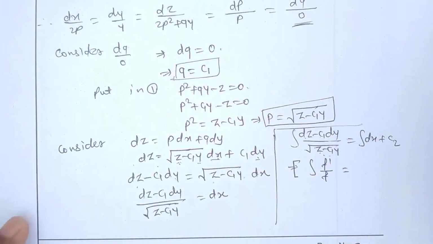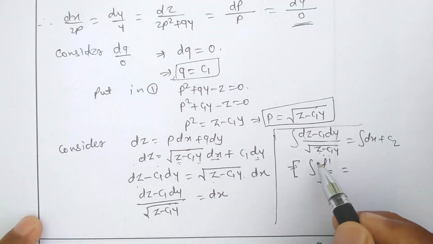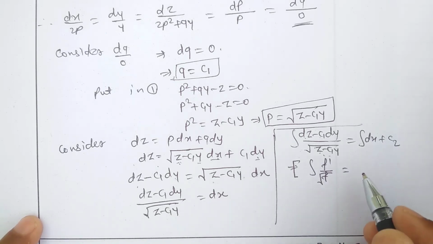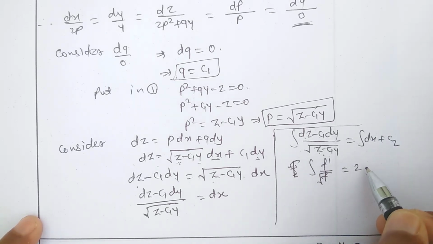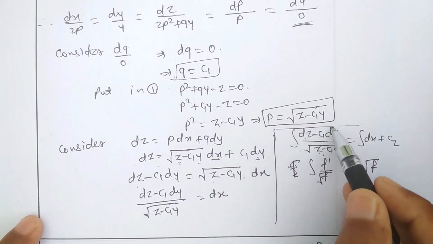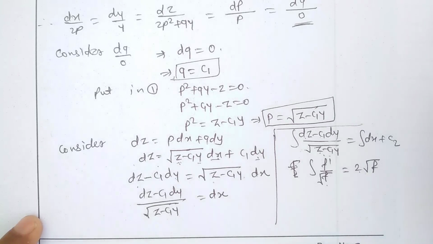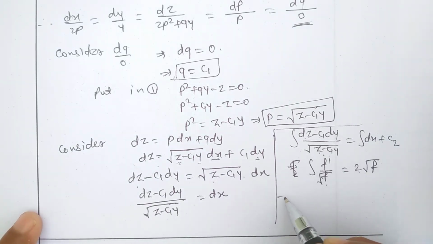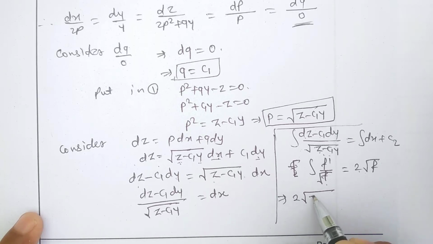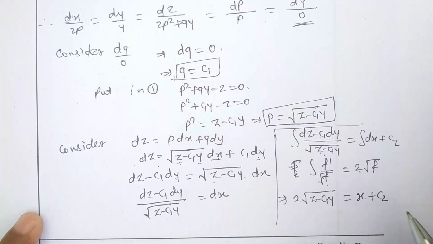root f, not f dash upon x, it is f dash upon under root f, because whatever the term inside the under root, its derivative is present in the numerator. So the formula for the integration of f dash upon under root f is 2 times under root of f. That is, the derivative of f is present in the numerator and in the denominator root of f. Its formula of integration is 2 times root of f. So using this formula, we will get 2 times root of z minus c1y is equal to the integration of dx, which is x plus c2.